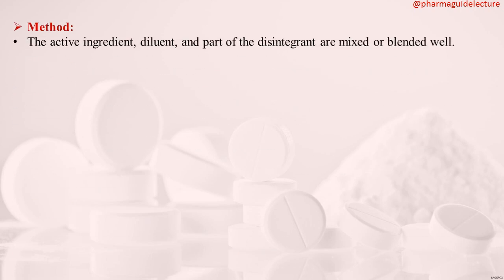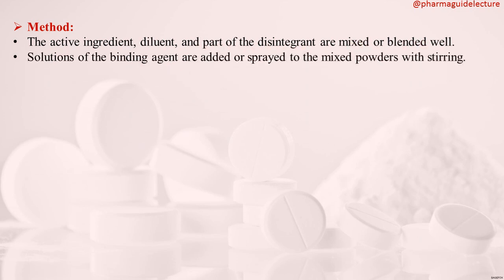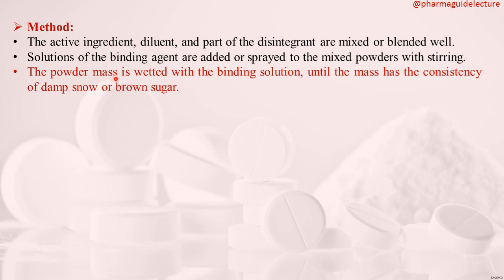Okay, how is the formation of granules done in the high shear mixer granulators? The active ingredients, diluents, and part of the disintegrants are mixed or blended well. Then the solution of the binding agent is added or sprayed to this dry powder mixture, with stirring. The powder mass is wetted with the binding solution until the mass has the consistency of damp snow or brown sugar. This shows the end point of the formation of the damp mass.